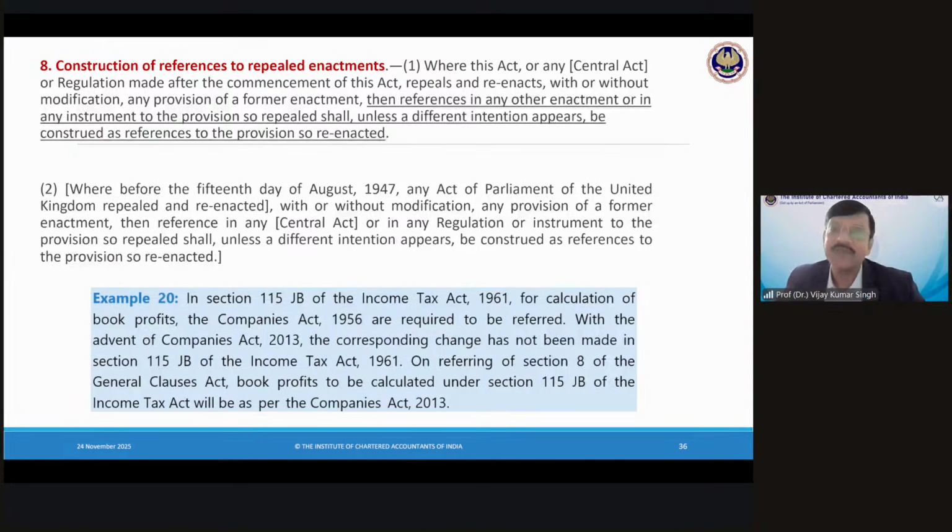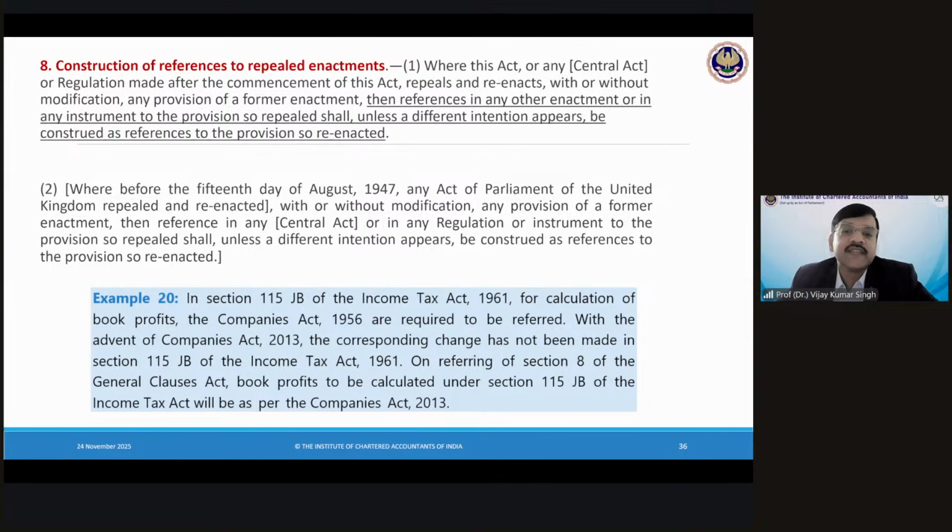Sanhita, equivalent provisions. Say, for example, there are no equivalent provisions, then the interpretation has to be found out because the new legislation does not mention the equivalent provisions. So you have to go back to the old provisions as per Section 6A, right? But Section 8 specifically says that you will be referring to the new provisions.